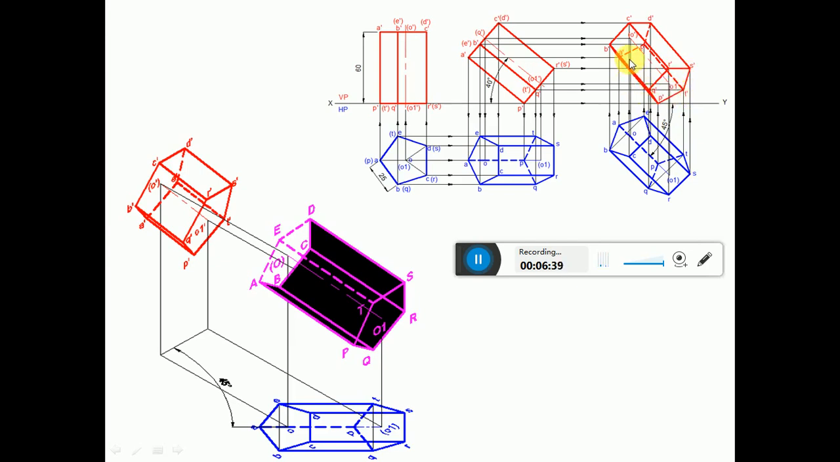Now join all these edges by continuous thin lines. So join between A dash to B dash, B dash to C dash, C dash to D dash, D dash to E dash and E dash to A dash. Similarly, join between P dash to Q dash, Q dash to R dash, R dash to S dash, S dash to T dash and T dash to P dash. And join O dash to O1 dash with a center line marking. And similarly, draw between A dash to P dash, then B dash to Q dash, C dash to R dash, then D dash to S dash and E dash to T dash with continuous thin lines.